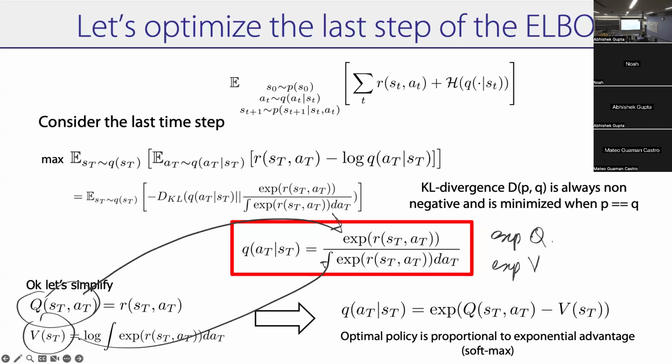A lot of you might refer to this as the advantage. We covered this in policy gradient: you're subtracting a baseline. So you're saying that your policy likelihood is equal to the exponential of the advantage. We'll show that this holds for other time steps too, but in the last time step, your Q function is equal to your reward function, and your value function is equal to the softmax over Q.